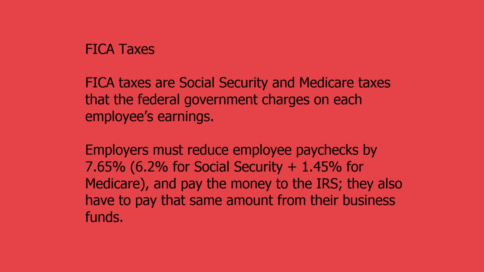FICA taxes. FICA taxes are Social Security and Medicare taxes that the federal government charges on each employee's earnings. Employers must reduce employee paychecks by 7.65%, 6.2% for Social Security plus 1.45% for Medicare, and pay the money to the IRS. They also have to pay that same amount from their business funds.